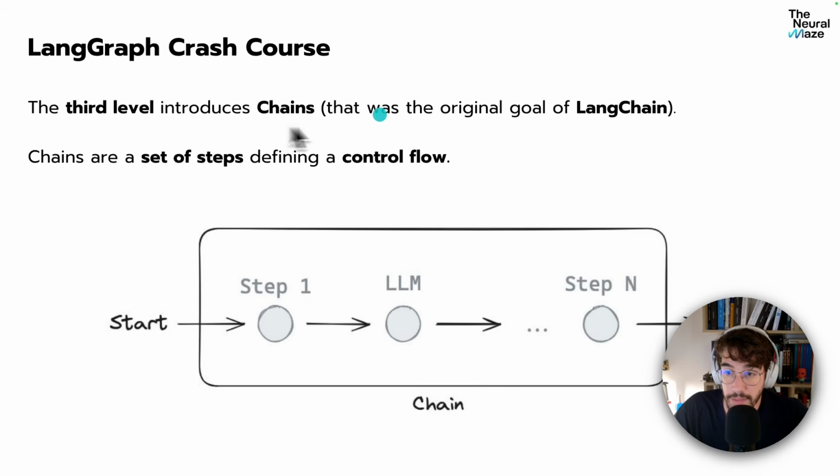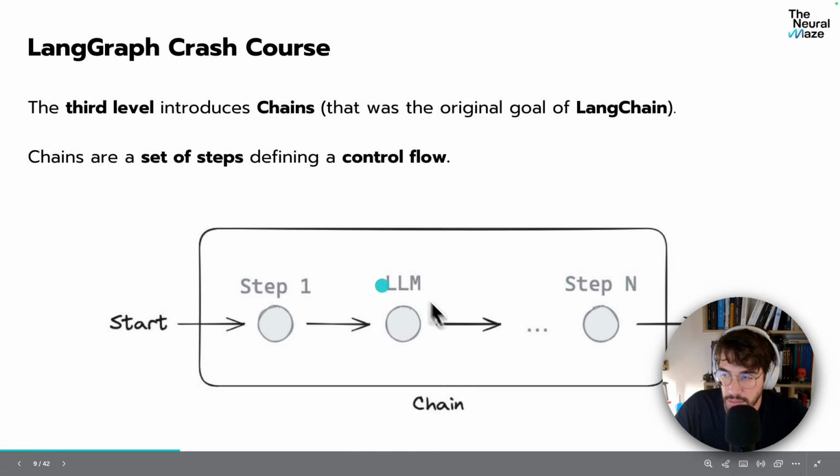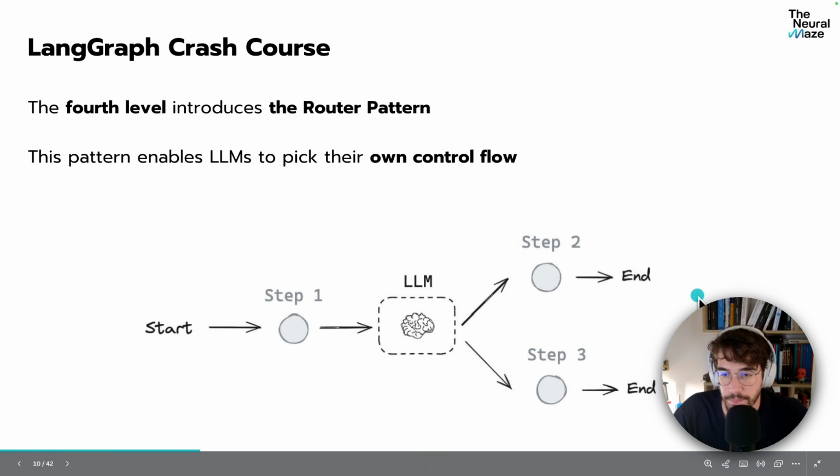Then we have the third level, which introduces chains, as I was mentioning before, and that was the original goal of LangChain. Chains are a set of steps defining a control flow. You can see here that we can start with an input prompt, and then there are a set of steps, and in the middle, an LLM call. This is what we refer to as a chain, and it generates an output.